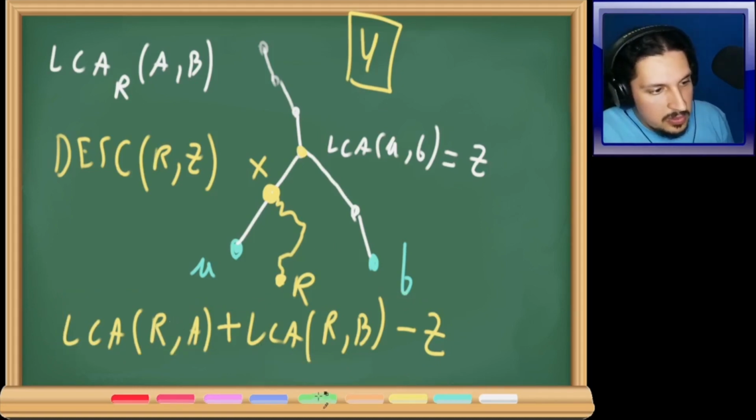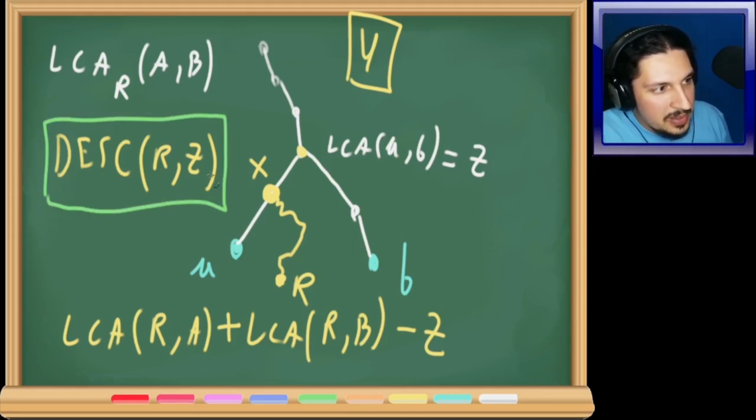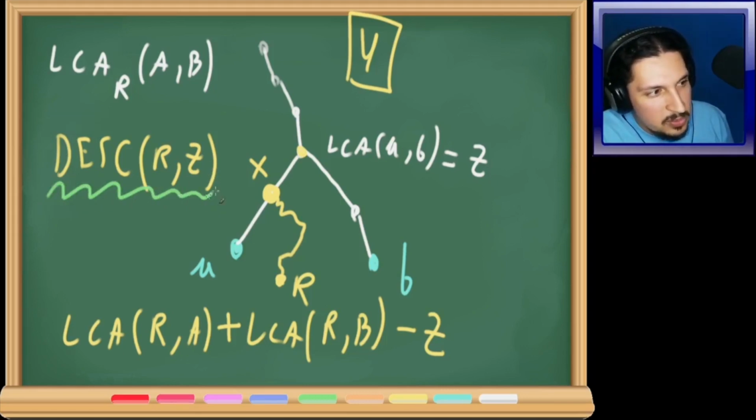And we can also, like before, improve this to only 3 queries by noticing that we can just ask LCA of A and B, LCA of R and A, and LCA of R and B, which is nice because those 3 are actually the pairwise LCAs between our 3 inputs. Because having those 3, we can actually check and deduce whether R is a descendant or not. So we don't actually have to query. We can deduce it from the other values.